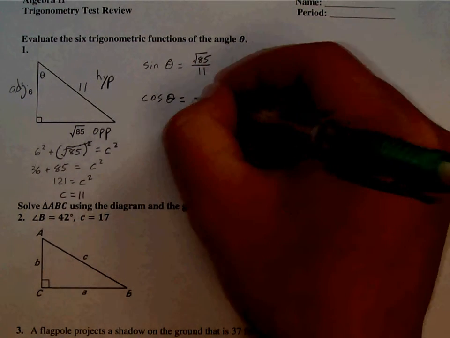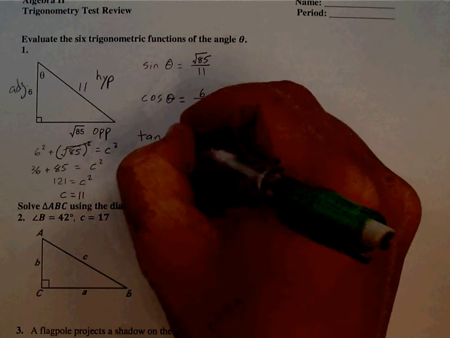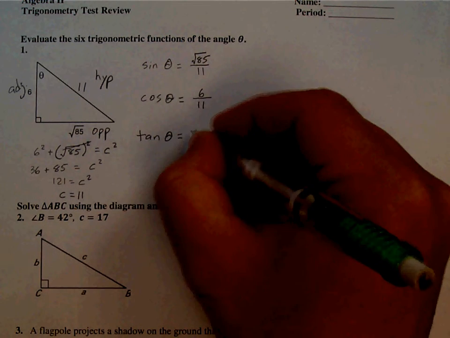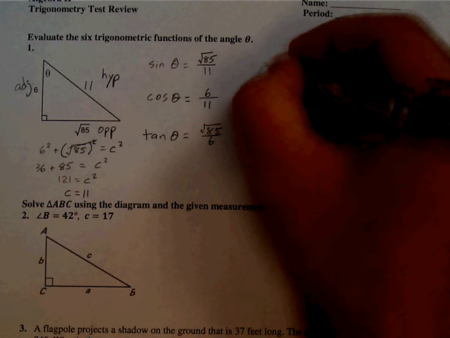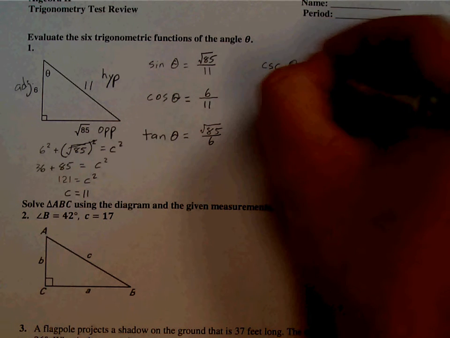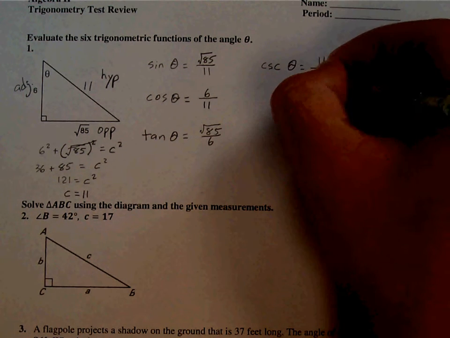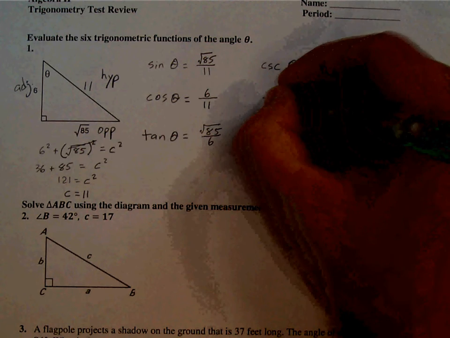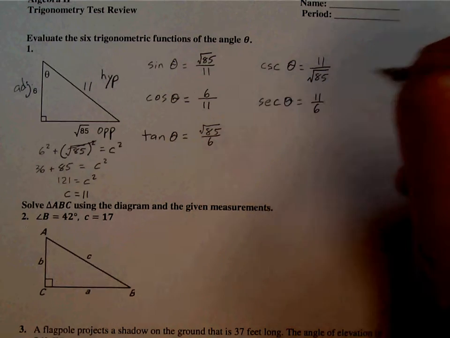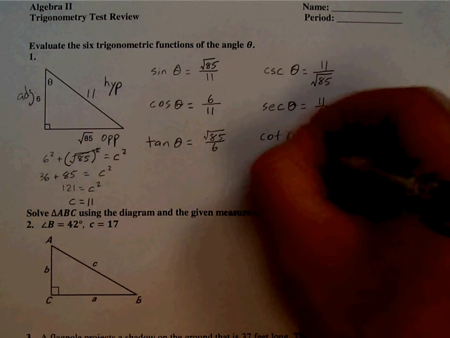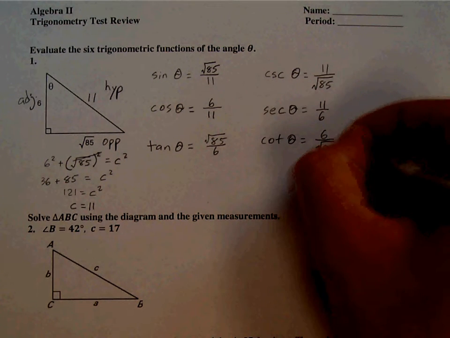Cosine, we put the adjacent over the hypotenuse. Adjacent is 6, hypotenuse is 11. Tangent, we put the opposite over the adjacent. Square root of 85 over 6. And then the other three are their reciprocals. So cosecant is the reciprocal of sine, 11 over square root of 85. And secant's the reciprocal of cosine, so 11 over 6. And cotangent is the reciprocal of tangent, so 6 over square root of 85.